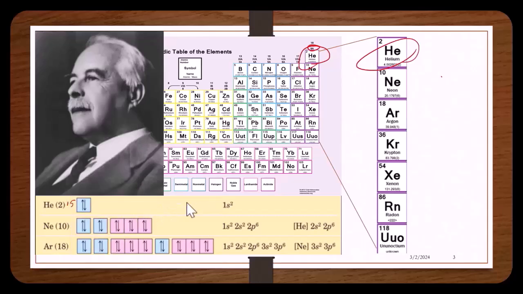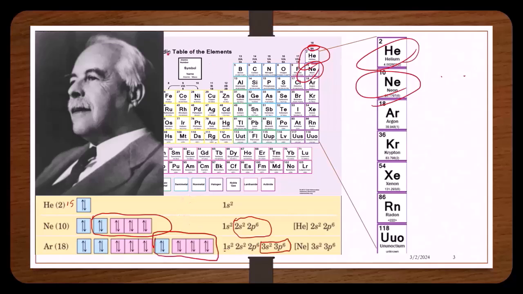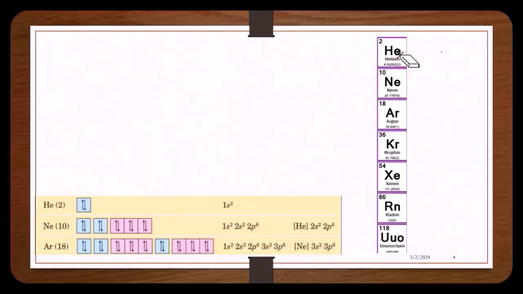Neon has a filled valence shell of 8 electrons right here. And argon has a valence shell of 8 electrons, 3s2 and 3p6, and so forth as we go down the group. So in this column right here, all the valence electrons are filled.